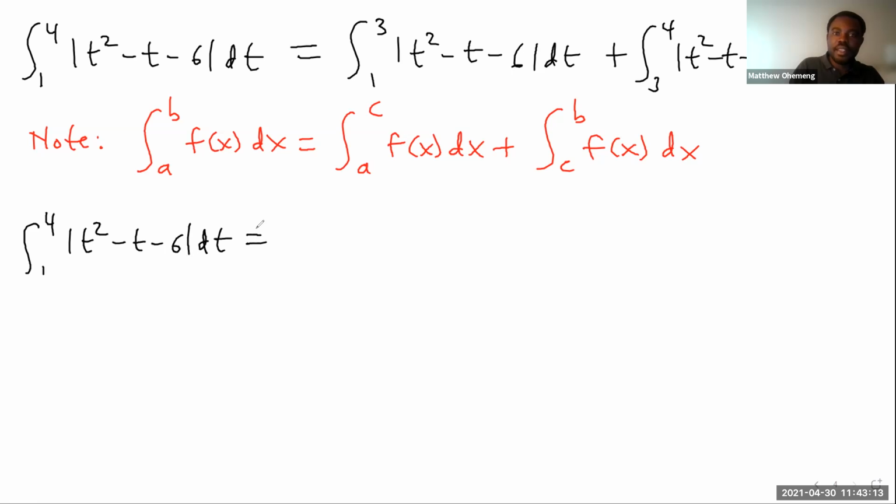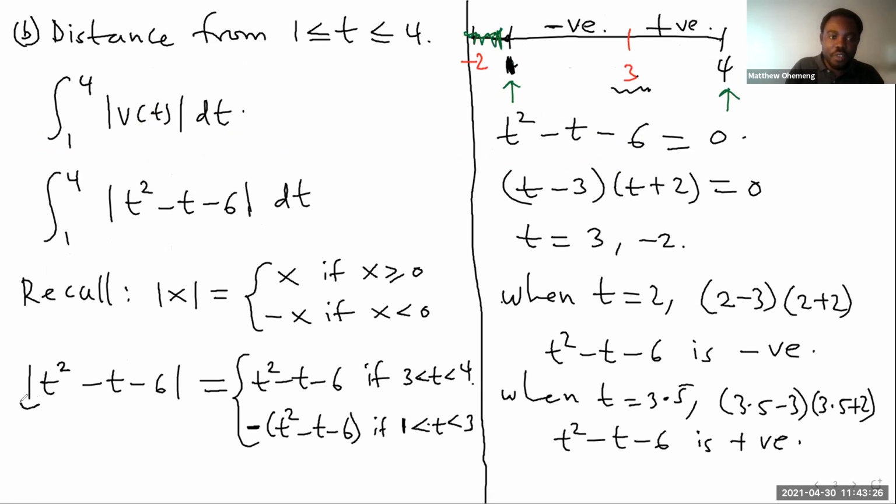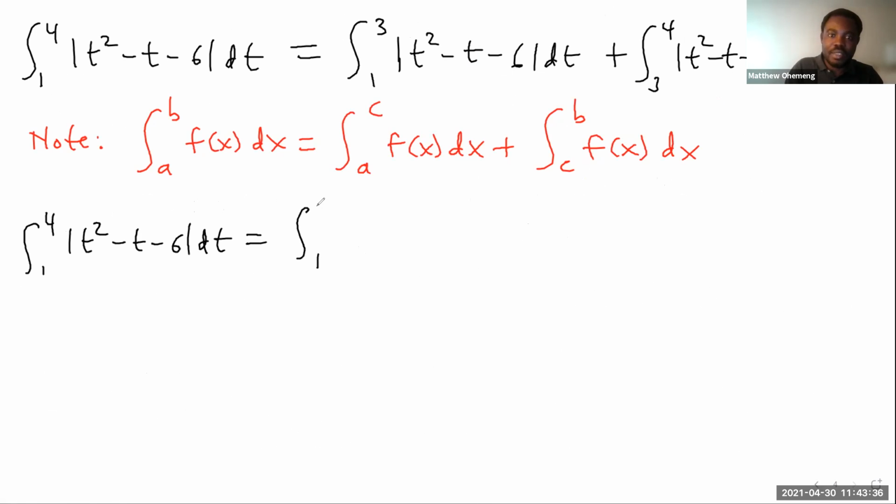Okay. But then for this interval 1 to 3, we know that t squared minus t minus 6 is negative. So that means for the absolute value of t squared minus t minus 6, you have to write negative of t squared minus t minus 6. So that becomes the integral from 1 to 3. We can take away the absolute value because it's strictly negative on this interval, so you want to negate that. And then plus 3 to 4.